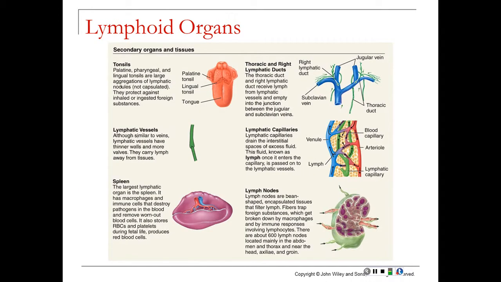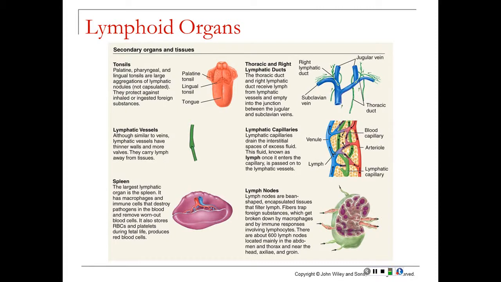Some other lymphoid organs include the tonsils, which include the palatine, pharyngeal, and lingual tonsils. These are basically large clusters of lymphatic nodules. They're non-capsulated, and they protect against inhaled or ingested foreign substances. There's the lymphatic vessels themselves, which, again, they're similar to veins. They have thinner walls and more valves, and they carry that lymph away from the tissues back into the systemic circuit. The spleen is actually the largest lymphatic organ.